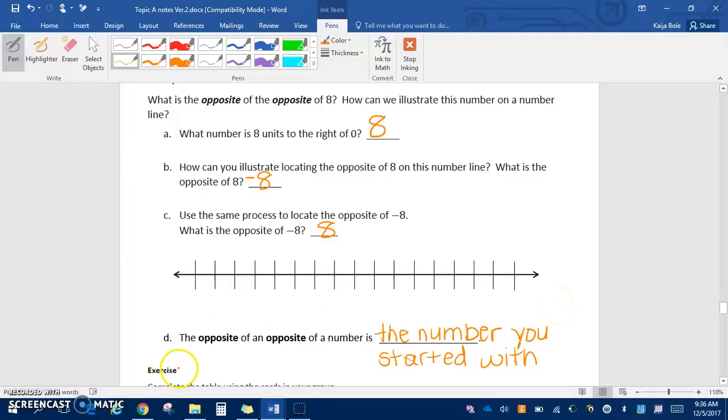Alright, so an example, if I asked you to find the opposite of the opposite of 5, it would just be 5. Okay? So that's the only part from this lesson that I want to do right now. We'll do a few more examples and some more practice in class together. So if you have any questions, just bring those to class tomorrow.